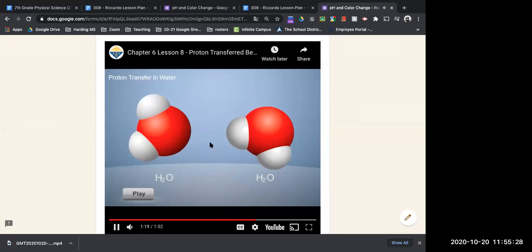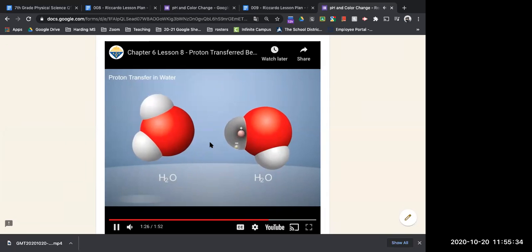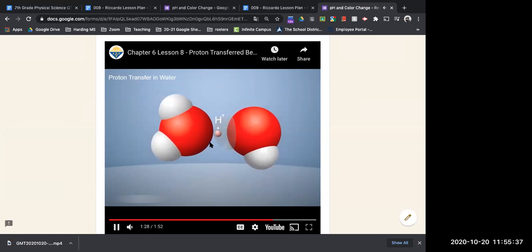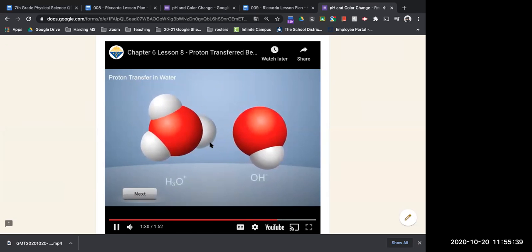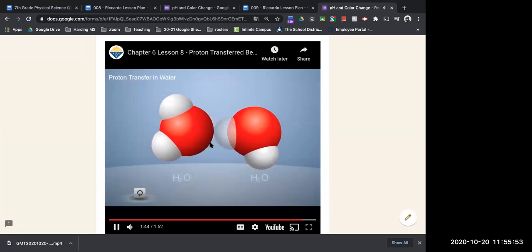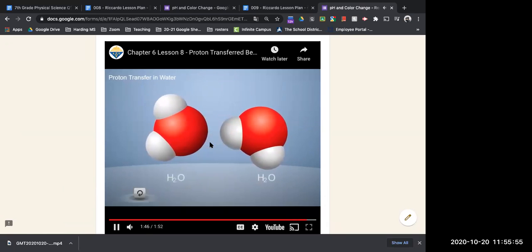Here we start with 2 water molecules. The hydrogen is made of a proton and an electron. When the water molecules collide, one of the protons is transferred. It leaves behind its electron, so that water molecule is now OH minus, and the water molecule that received the proton is H3O plus. When H3O plus collides with OH minus, the proton can be transferred back, reforming 2 water molecules. Yeah, that's pretty cool.